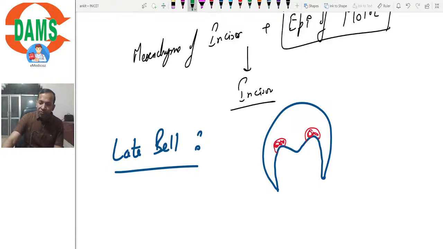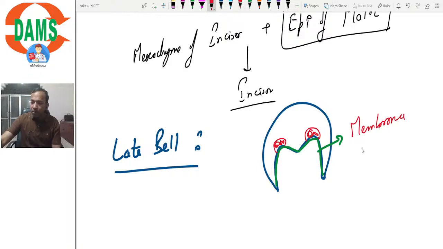What is the membrana preformativa? It is the inner basement membrane, that is the basement membrane supporting the inner enamel epithelial cells. So this is the membrana preformativa. And this membrana preformativa will now ultimately decide the shape of the tooth or decide the tooth type.